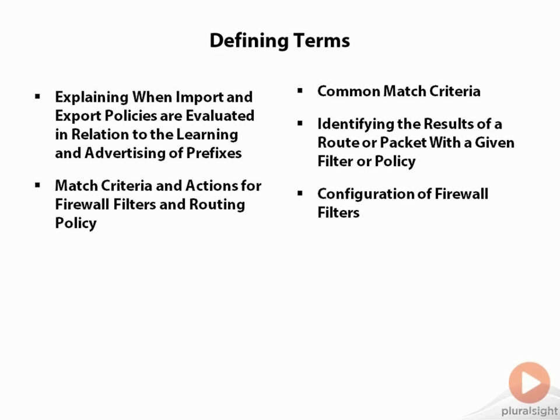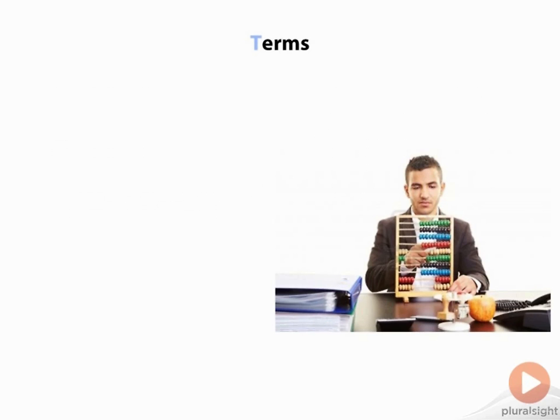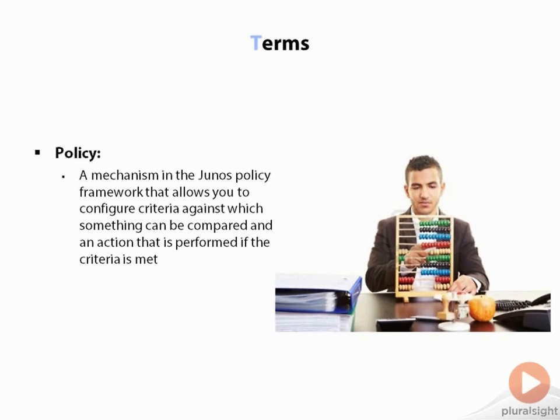First of all, we need to define some terms. When we talk about policy in regard to Junos, we are referring to a mechanism in the Junos policy framework that allows you to configure criteria against which something can be compared and an action that is then performed if the criteria is met. This is Juniper's definition. In other words, what it means is that a policy is something you configure with parameters to identify a condition, and when that condition is met, Junos does something.